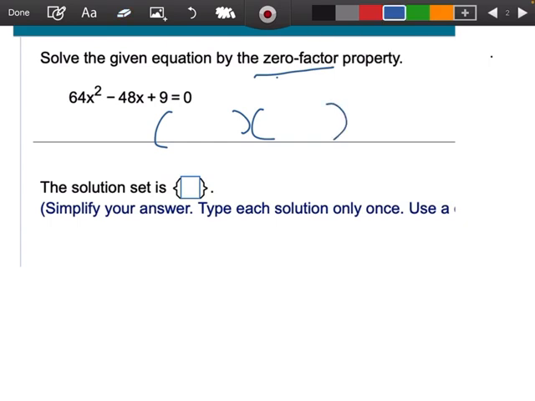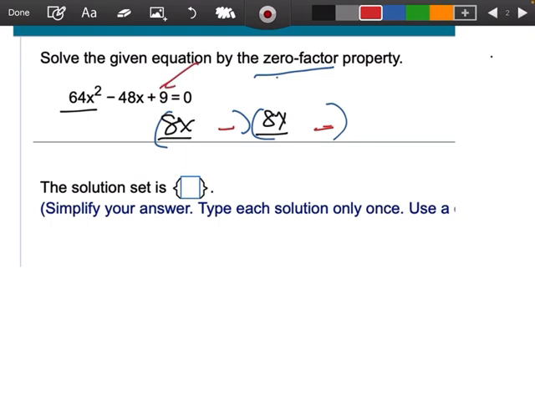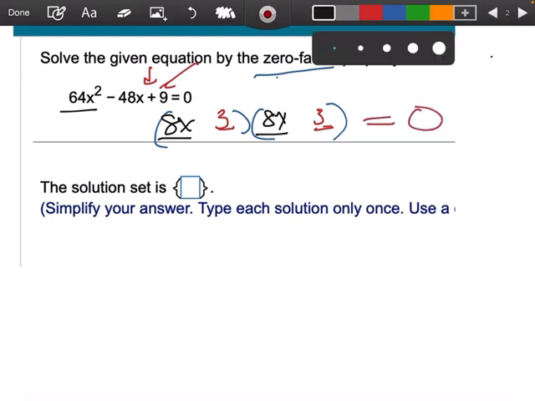Remember, y'all, in the first spot here, we are looking for pieces that are going to multiply to a 64x squared. So I'm going to try an 8x and another 8x. In the second spots, I'm looking for two numbers that are going to multiply to 9. I'm going to try 3 and 3. Now, I want you to notice something. They're going to have to multiply to a positive 9. So, y'all, remember, this is the method of trial and error, where we're guessing and checking, right?